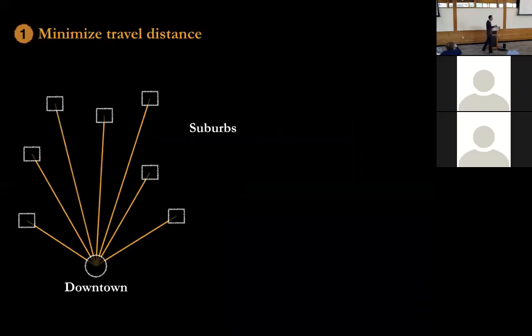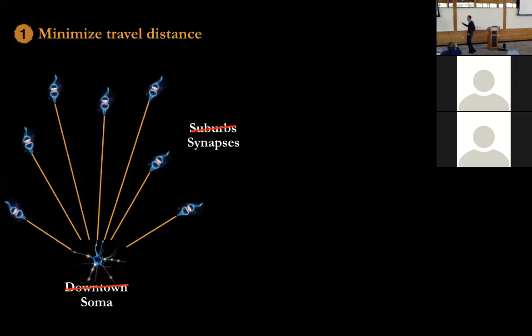And so let me just tell you what the analogy there is. For a neuron, instead of downtown, instead of the base of the plant, you actually have the soma, the cell body of a neuron. And instead of the suburbs, what you have are synapses. Okay, and so what does it mean for an arbor to minimize travel distance? Well, that's Ramon y Cajal's law of conduction time.